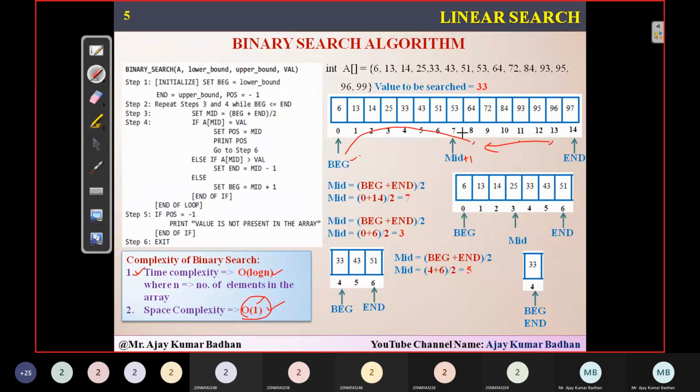But in case you are searching on your left half, the beginning will stay at this position, but the ending has to change. Since it is going to the left-hand side, it should be mid minus 1, that is 6, and that becomes your ending. From here you start working and perform the operation. So this is all related to binary search.